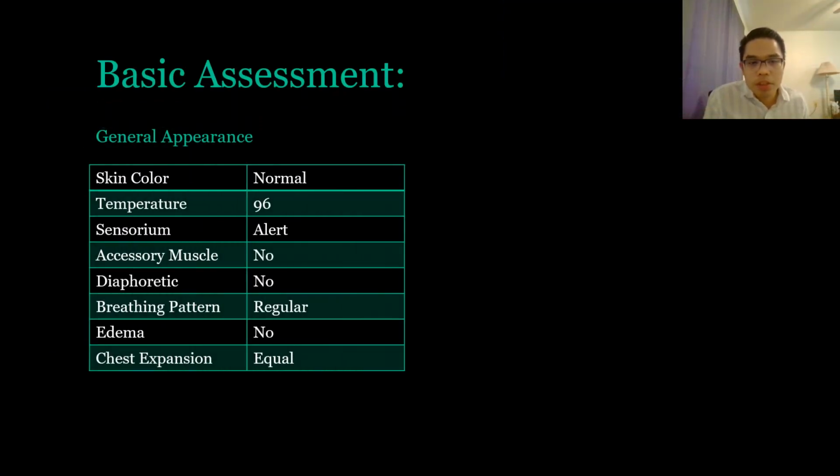The general appearance of this patient is that his color was normal. He has a temperature of 96 Fahrenheit, sensorium alert, with accessory muscle use. Though he has COPD, he does not show any distress or diaphoresis. He also has a normal, regular breathing pattern, no retractions present, with equal or symmetrical chest expansion and no edema.